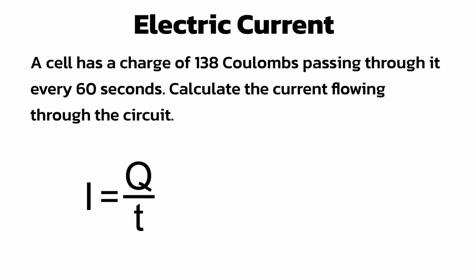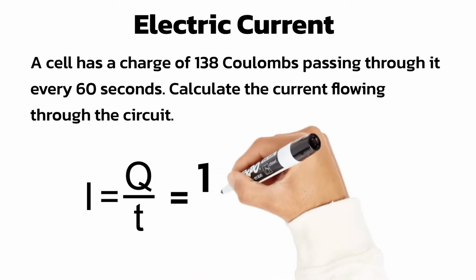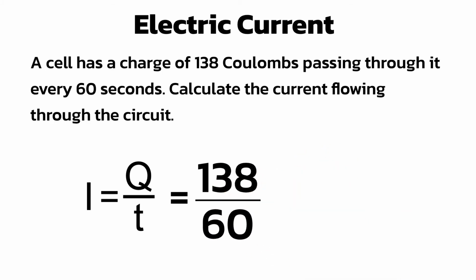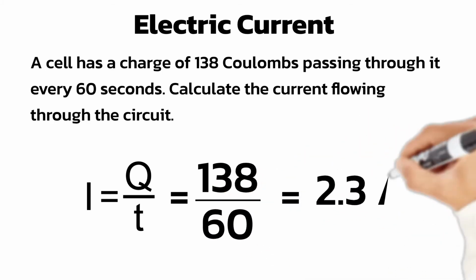Firstly, write the formula I equals Q divided by T. Then substitute the numbers given in the question so you have I equals 138 divided by 60. So the answer is 2.3 amperes.